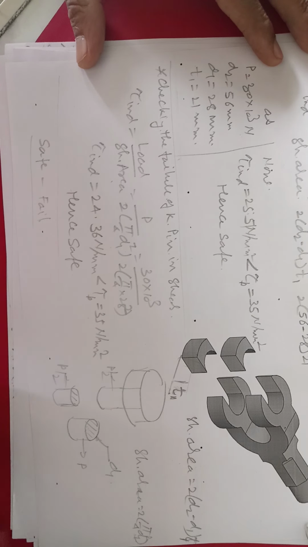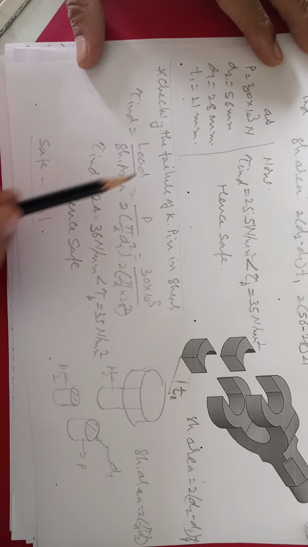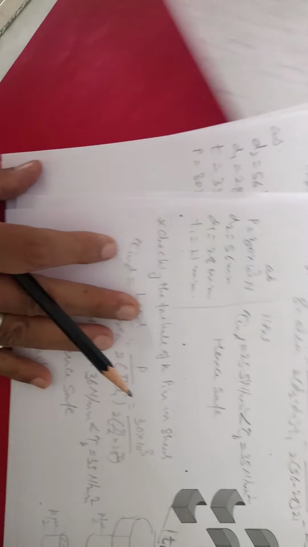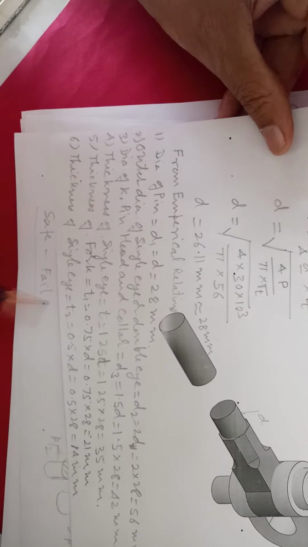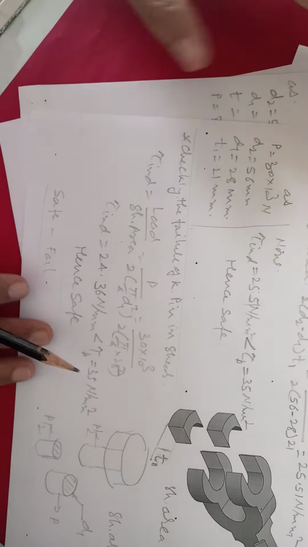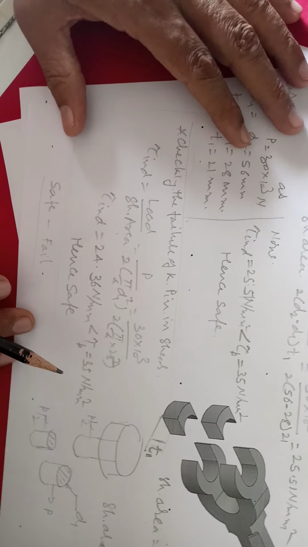In this way, first we have calculated the dimensions empirically, and then checked for different failures. This type of design is known as safe fail design. Means empirically it is calculated and then it is checked for different failures.